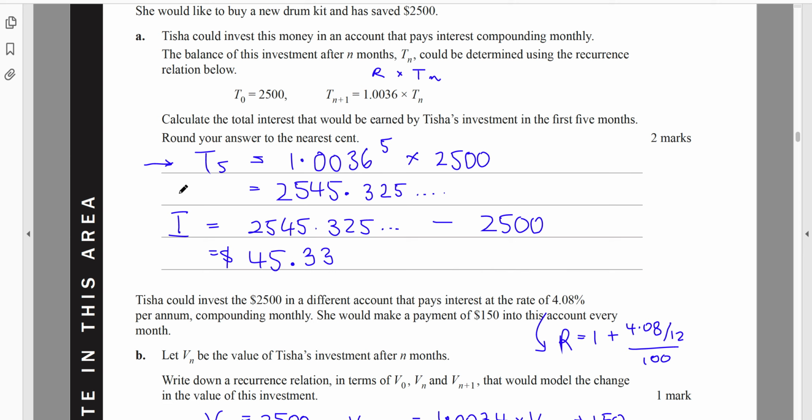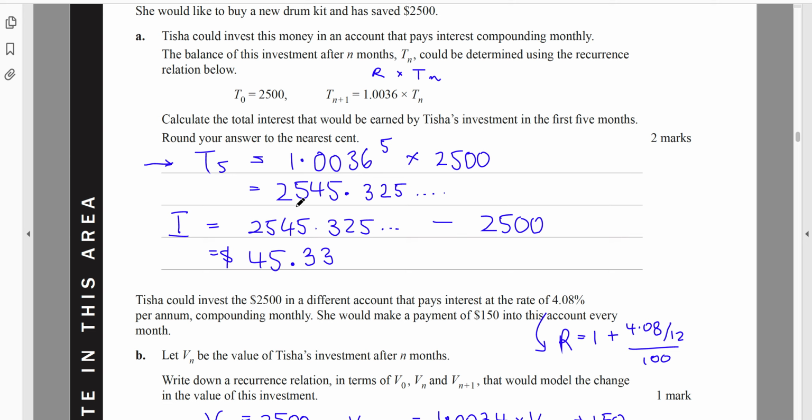But of course, I'm always looking to do things a little quicker or more efficient, and what I've done here is create a rule for the nth term. I've used the 1.0036, our R value, raised it to a power of 5 since I want T5, and then multiplied by that original amount, which was 2,500. So this is the amount here, the 2,545, that Tisha has after 5 months.